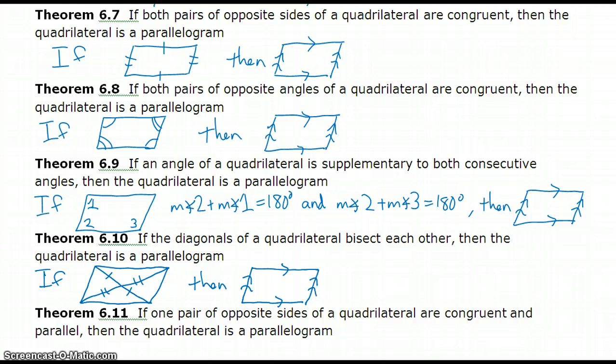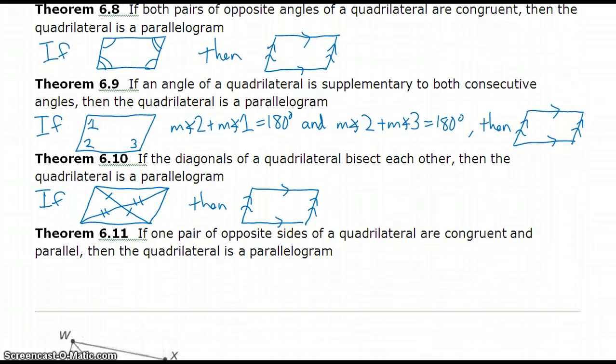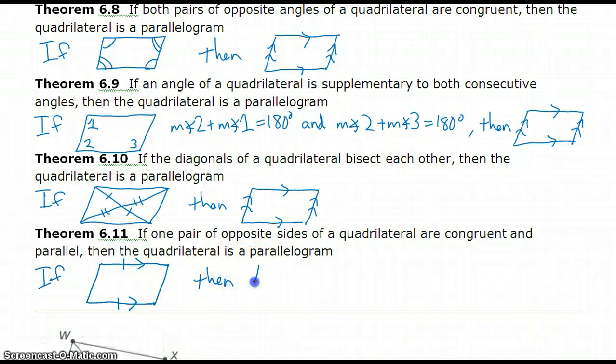And the last way to prove that a quadrilateral is a parallelogram: if our quadrilateral has one pair of opposite sides congruent and one pair of opposite sides parallel, then by theorem 6.11 we have a parallelogram.